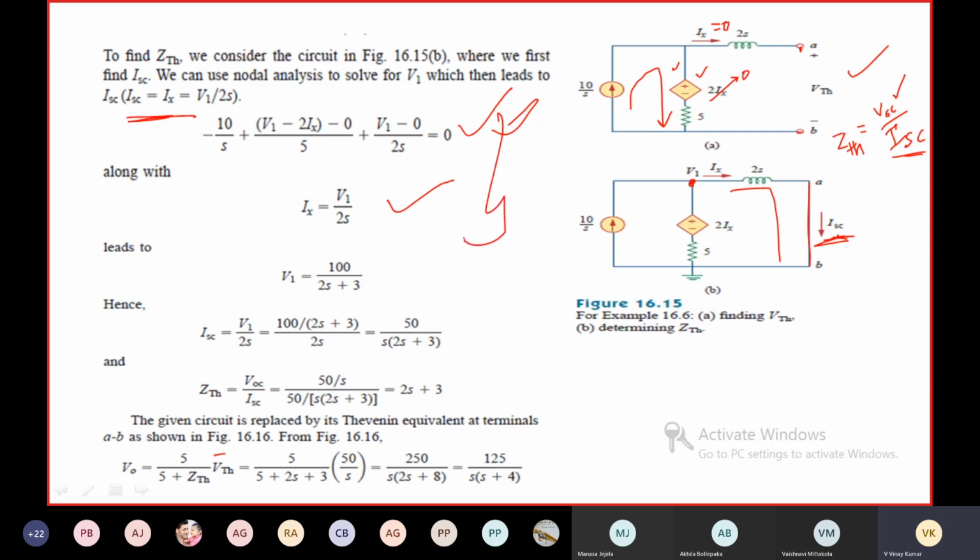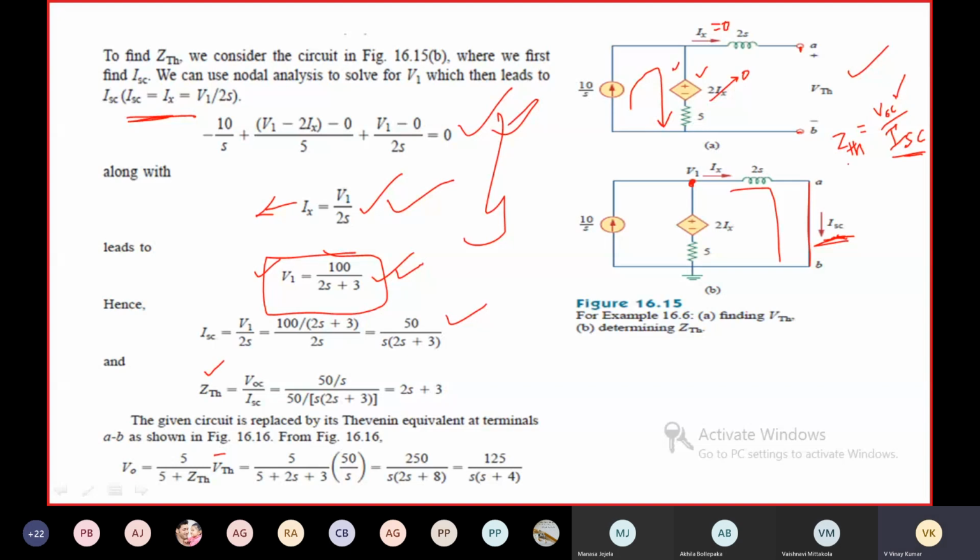By solving these two equations, you're going to get V1 is equal to 100 by 2s plus 3. Once you have the value of V1, you can get the value of Ix, nothing but ISC, which is V1 by 2s. So substituting this V1 in the above equation, you're going to get 50 by s into 2s plus 3.